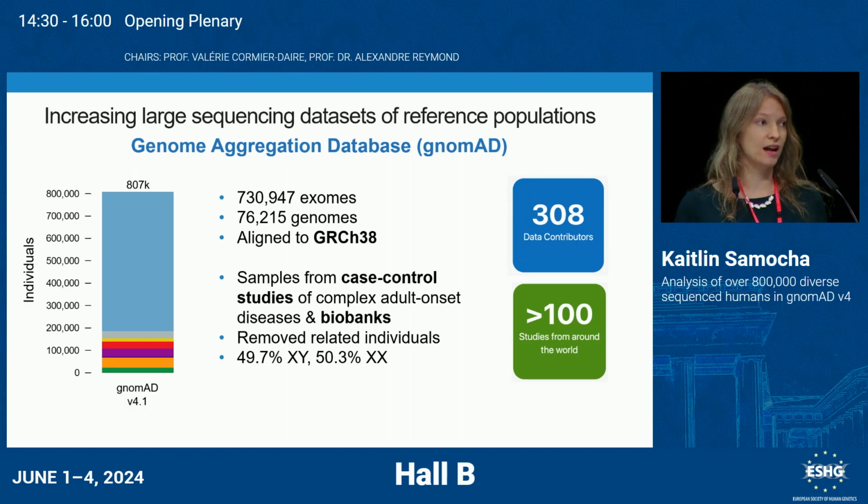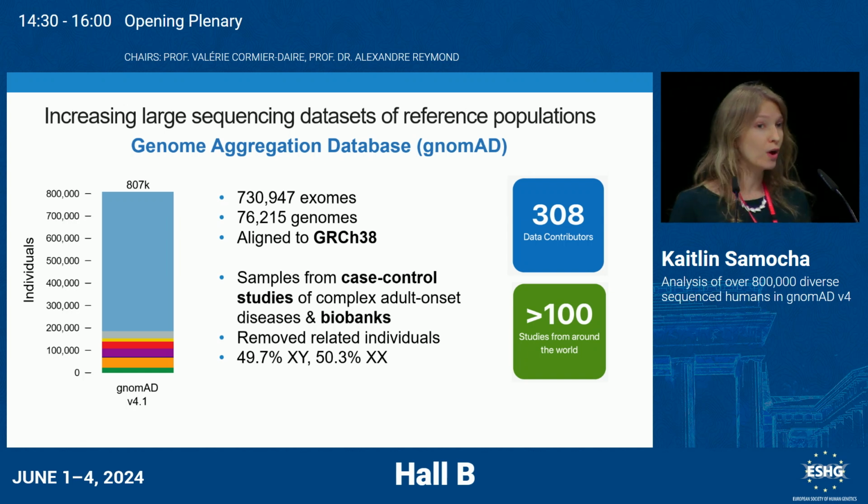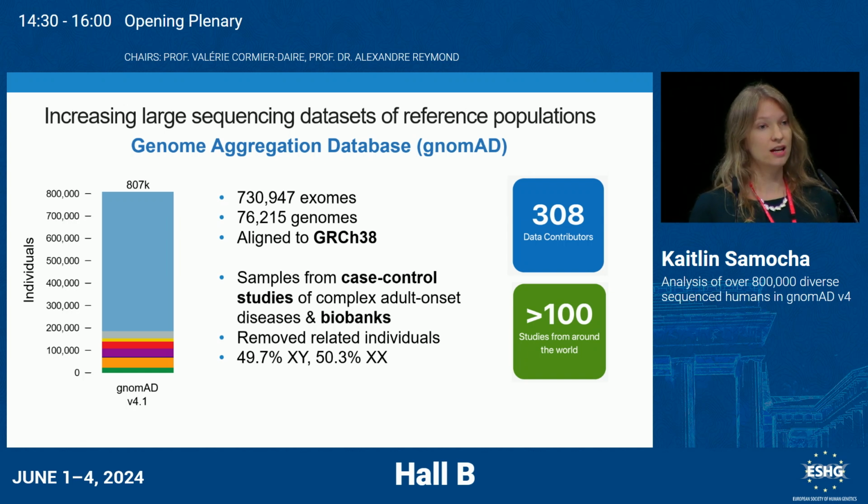Of course, this doesn't happen from a single individual lab or even a single center. This is from 100 studies from around the world with 308 data contributors. Almost all of the samples are coming from case-control studies of complex adult-onset diseases and from biobanks. So that means this is not a perfectly healthy set of individuals, because no one is perfectly healthy. This is supposed to look like the reference population.